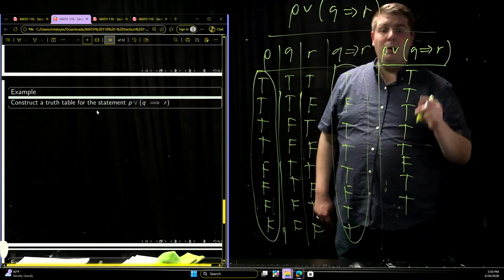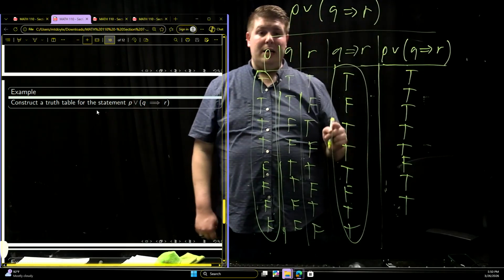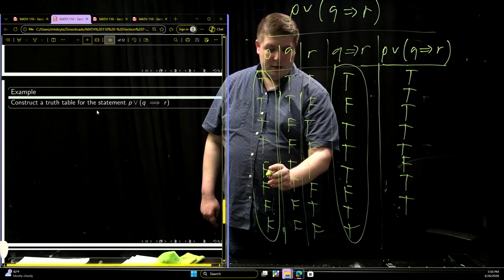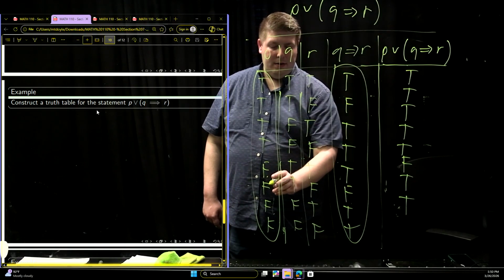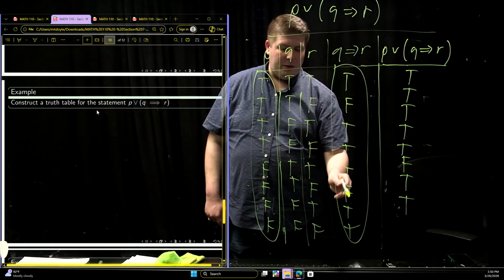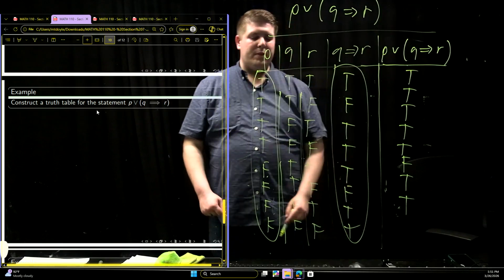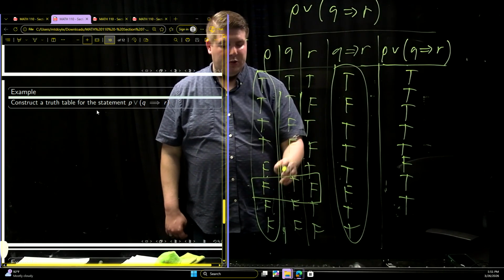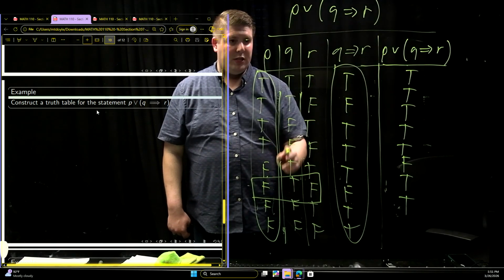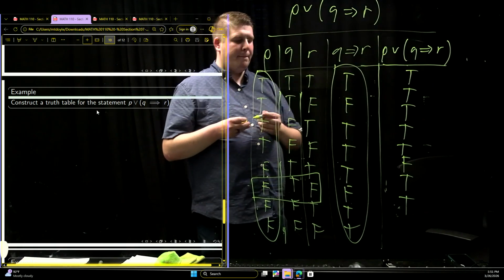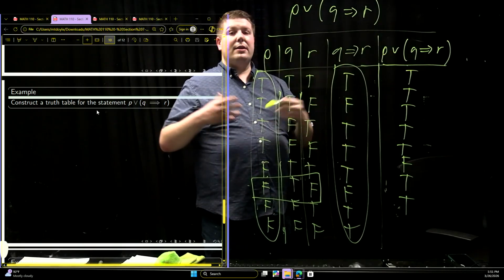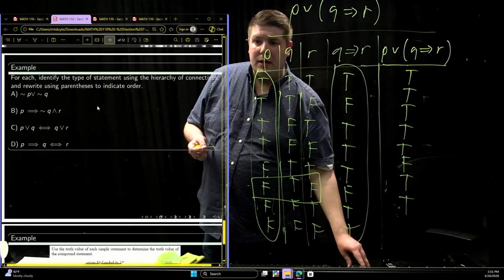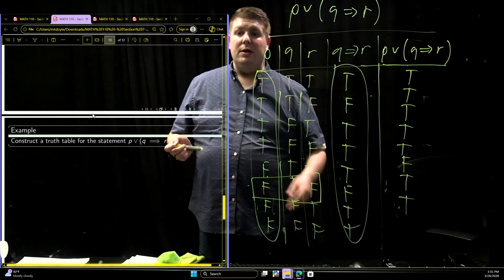So this is true in literally every circumstance except when both P is false and Q implies R is false as well, which is the total case of this one. When P is false, Q is true, and R is false. Okay? So yeah, those are truth tables. We're not going to cover the rest of these. I'm not going to do those for you. Okay? So that's truth tables.